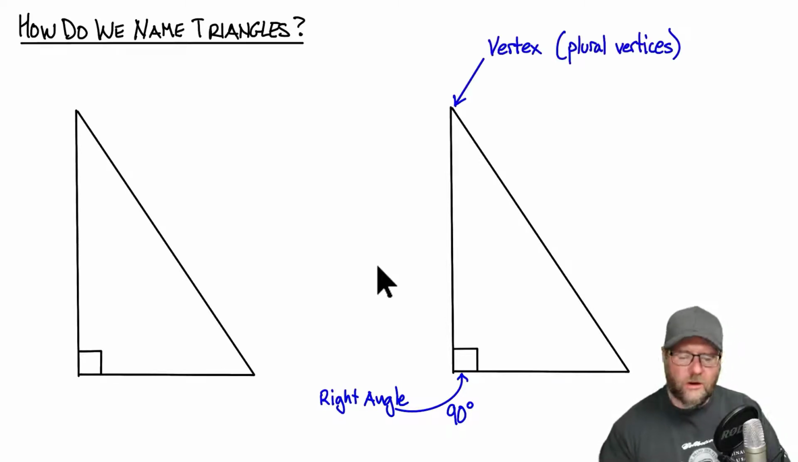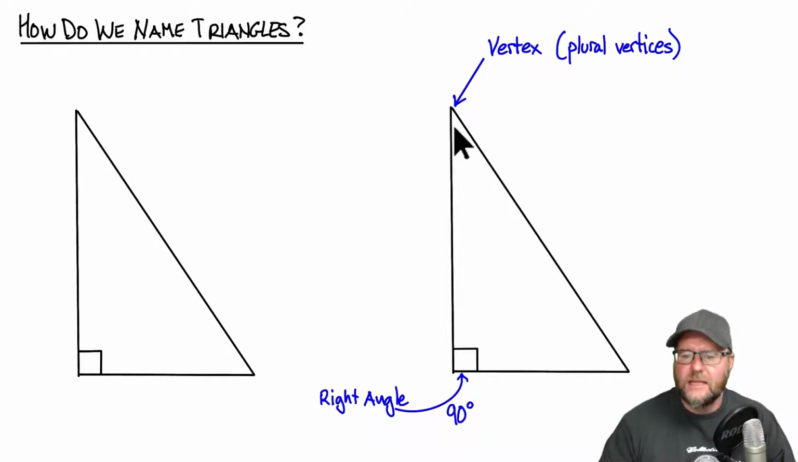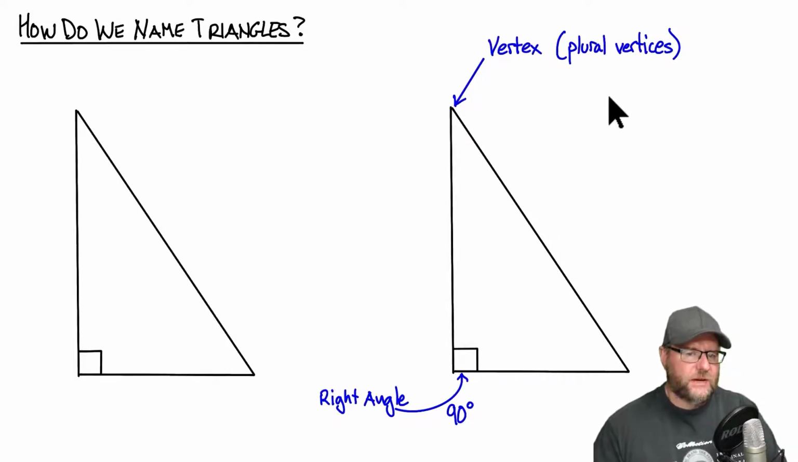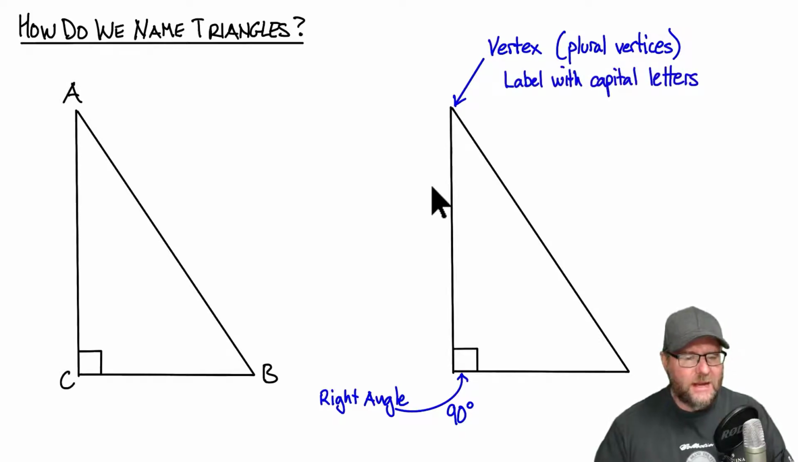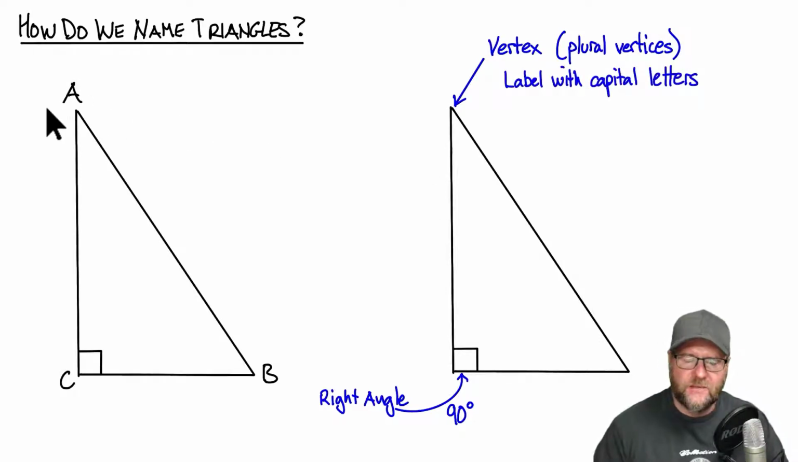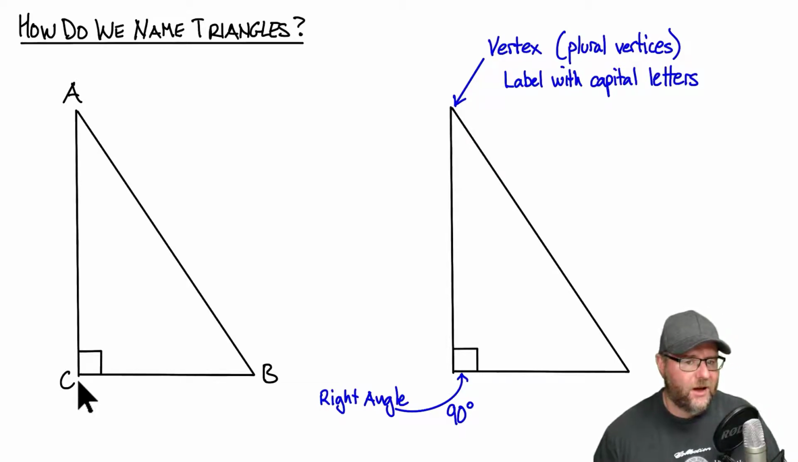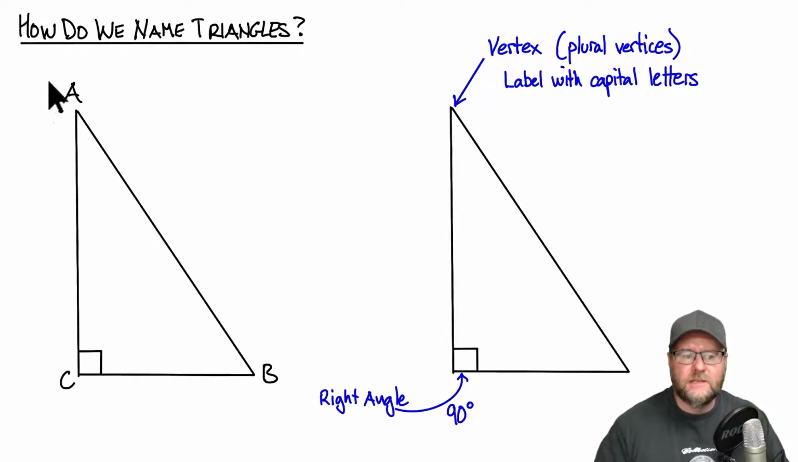Each corner, the pointy bit on a triangle, is called a vertex. So there are 3 of them on each triangle, but the plural is vertices. So we'd say there are 3 vertices. We'd say this pointy bit is the vertex. And we label them with capital letters. So if you have a look over here on the left-hand side, I've labeled this one A, B, and C. Now we're starting to have some things that we can use to refer to certain places on the triangle. I could refer to this as vertex A. I could refer to this as vertex C.